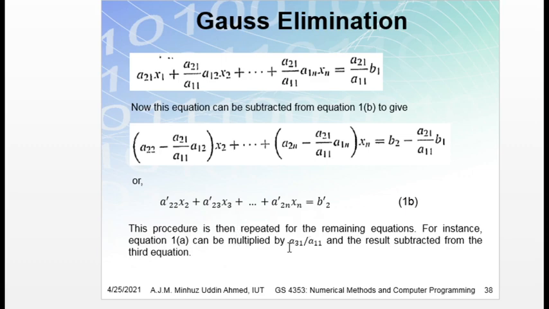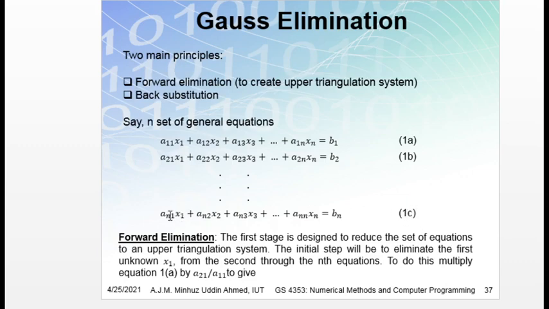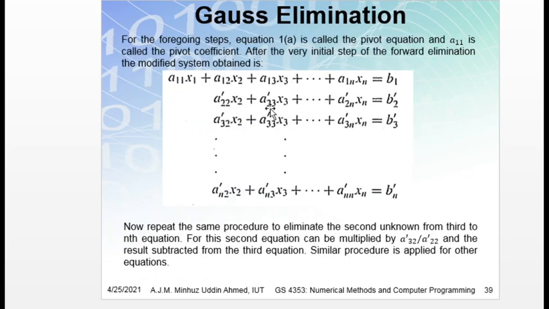So this will be repeated until the coefficient of x1 for equation 1c is vanished as well, and this will become a prime n2 x2. Prime means this has been changed one time. So this will become like this, as you can see here. So all the coefficients of x1 of the equations except 1a have been vanished and cancelled out. Only remaining are all the coefficients from x2 to xn for all other equations, as you can see here. And the prime indicates that this has been changed one time.